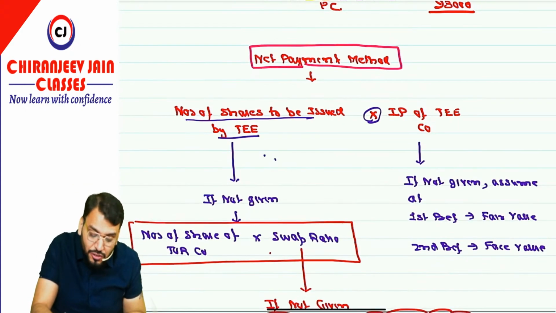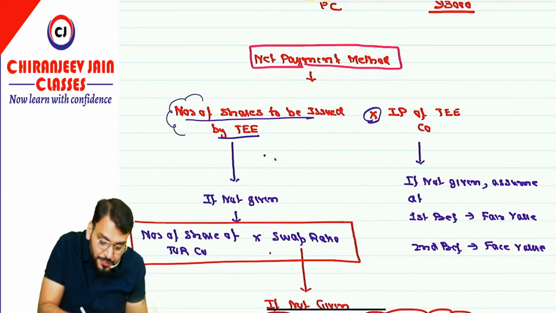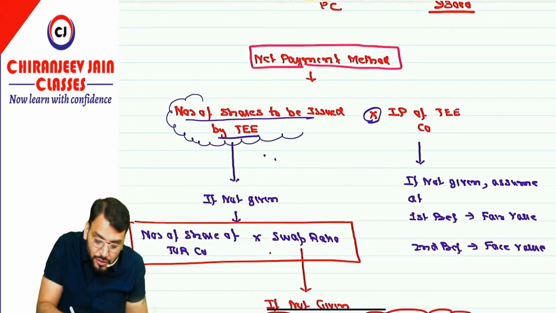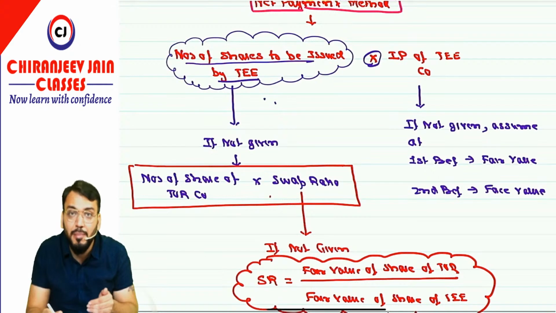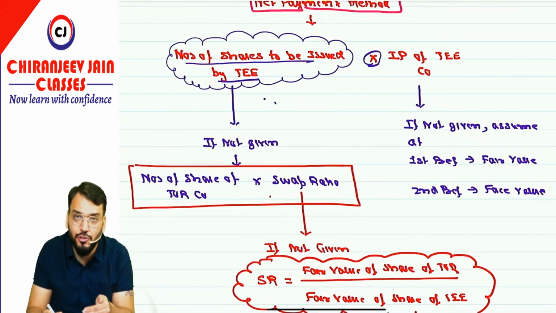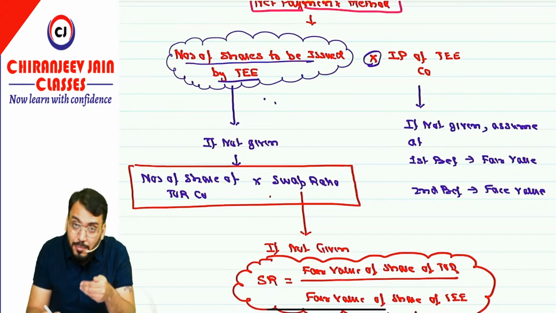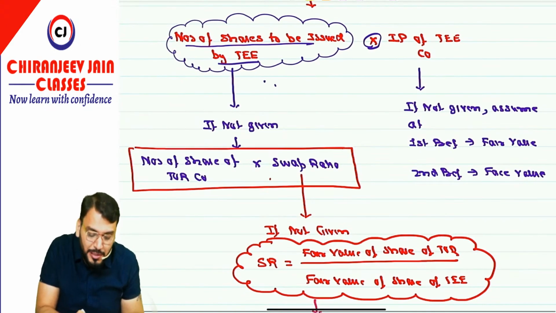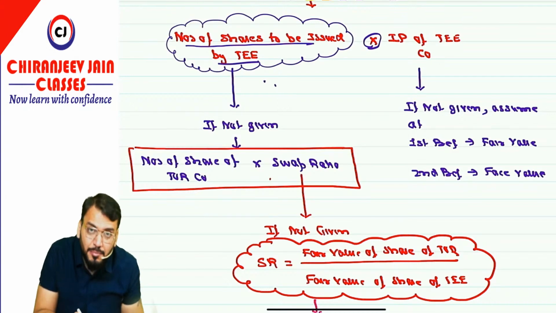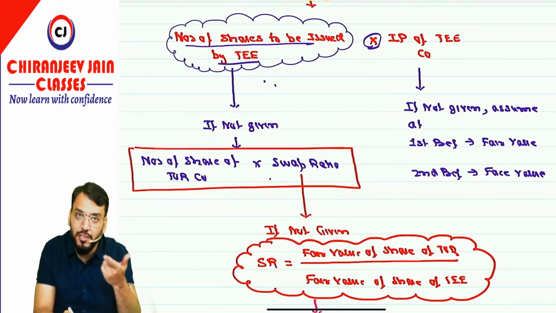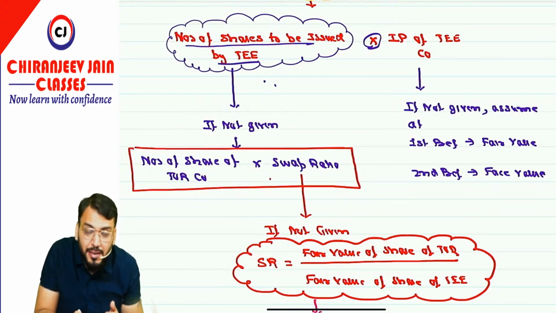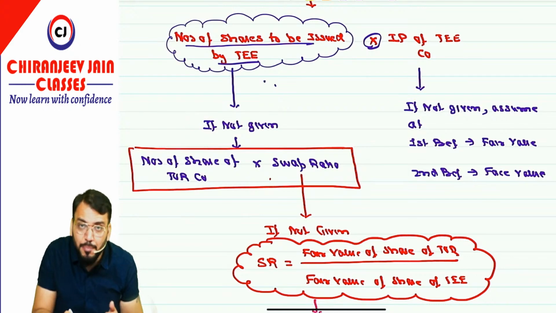But sometimes the number of shares to be issued by the transferee company is not given directly. Then we need to calculate it by using the swap ratio or exchange ratio. In the question they will give you some exchange ratio or swap ratio. If that is given, it will be the number of shares of the transferor company multiplied by the swap ratio. Understood?